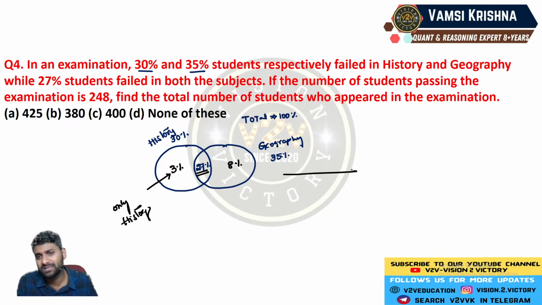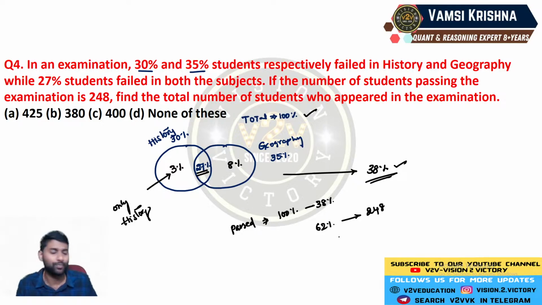Now, what I understand is, out of 100 percent of students, how many students have failed? Exactly 38%. Out of 100 percent, 38 percent of students failed in history, geography, and both the subjects. Now, the question: how many students passed? The number of students who passed the exam is exactly equal to 100 minus 38 percent, which is 62 percent.